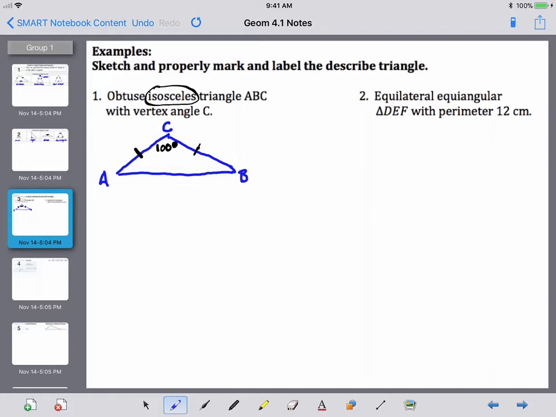Now moving on to number two, we have an equilateral, equiangular triangle DEF with a perimeter of 12 centimeters. If it's both equilateral and equiangular, we know it has all three angles congruent. We're calling it triangle DEF. Since its perimeter is 12, if I divide that by the three sides, that tells me the side lengths all have to be 4 centimeters because we know it's equilateral. And 4 plus 4 plus 4 gives us that perimeter of 12 centimeters.